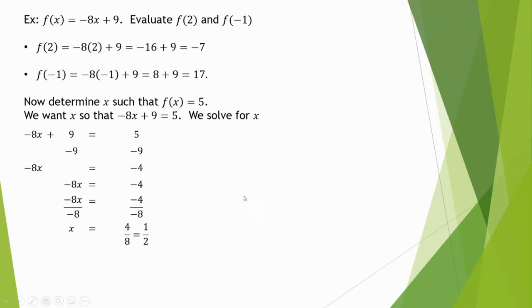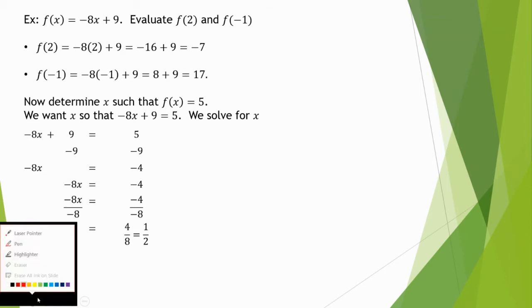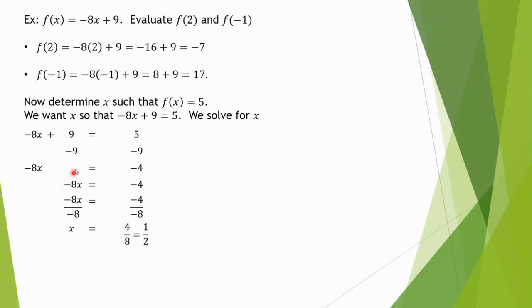You know, we subtract, as before, we subtract 9 from each side. Okay. Then we have -8 times x is -4, as you can see. And then, of course, you divide by -8.